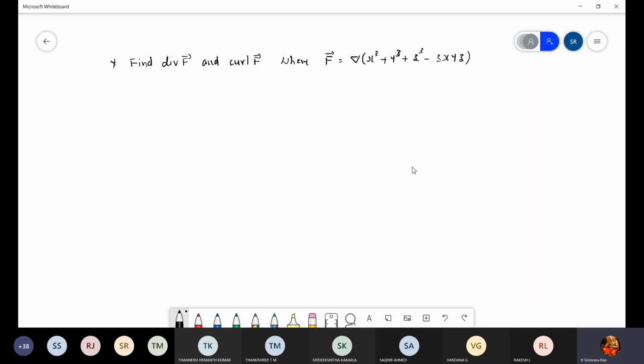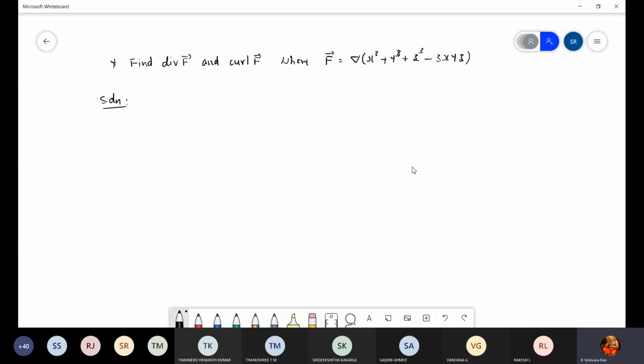So this is one question. You have to calculate div f and curl f, where f is equal to del into something. So can you analyze this problem? Anyone? To calculate divergence and curl, we require f. Is it right? A vector is required, but the vector is given indirectly. What is the RHS actually?